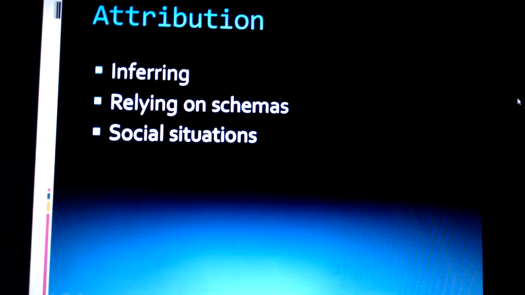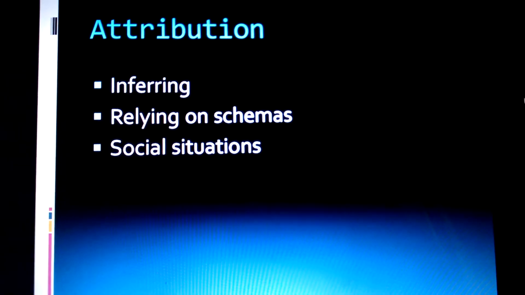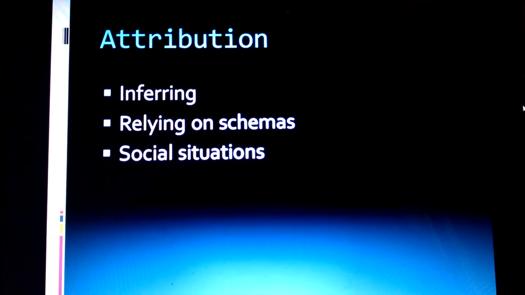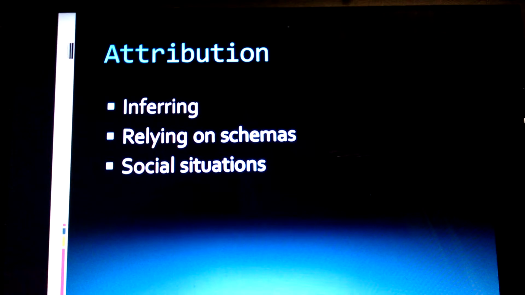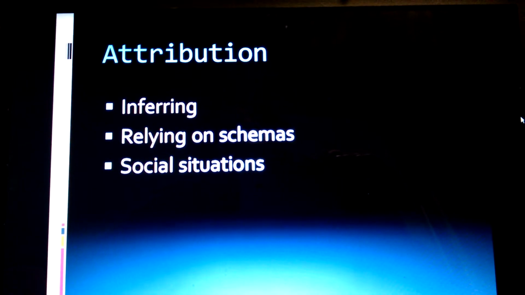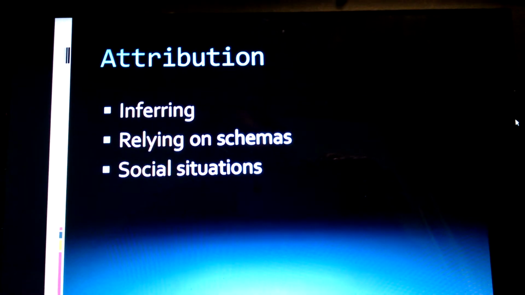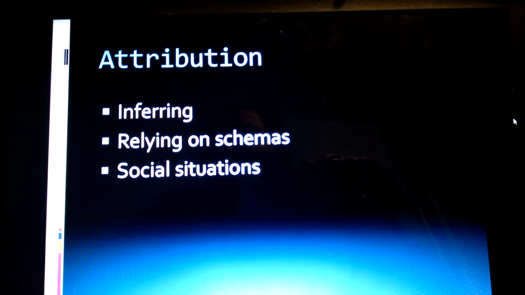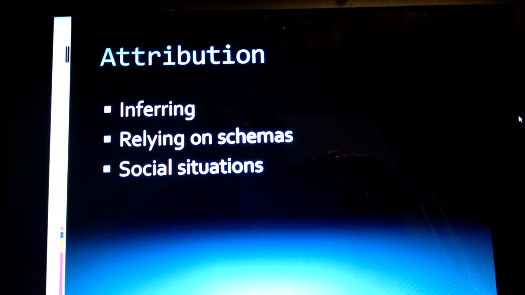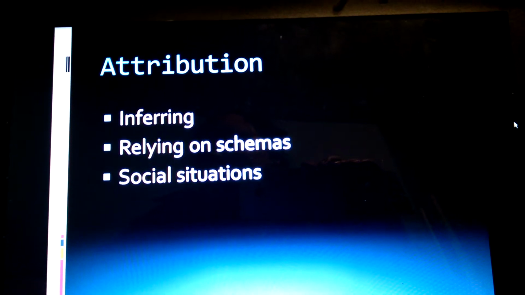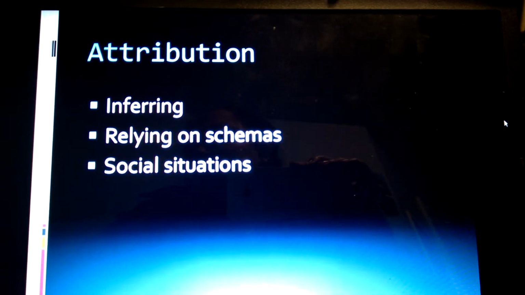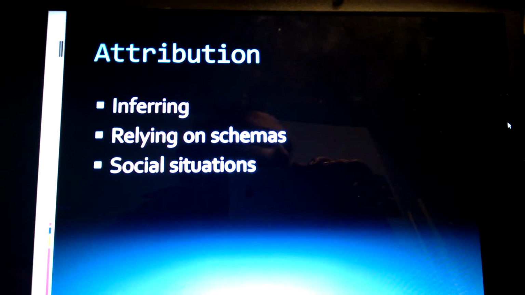Attribution. An important aspect of experiencing events is judging their causes, and inferring a cause tells you whether the event was intentional or accidental. It also tells you something about how likely the event is to occur again. Inferring the cause of an event is an attribution. A lot of times, the process of making attribution relies partly on schemas we've already developed and social situations that we are in at the moment.